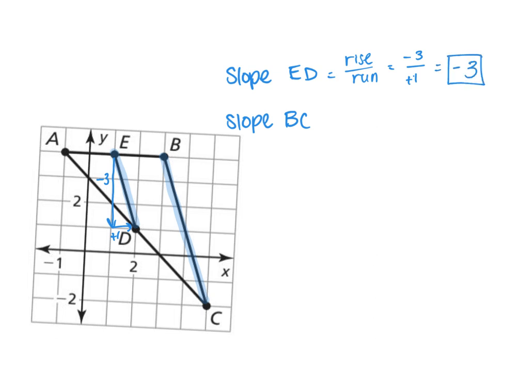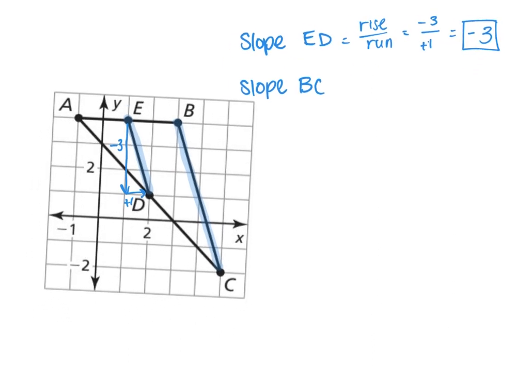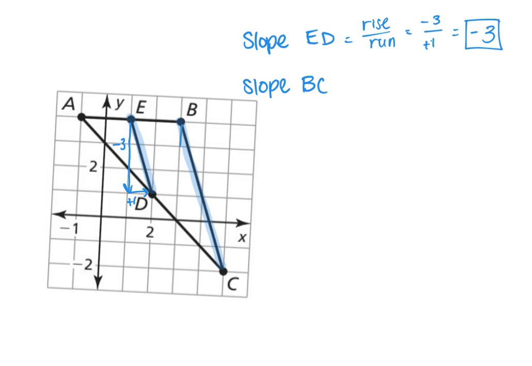-3. Now we're going to do the exact same thing for the slope of BC. So to go from B down to C, I'm going to count 1, 2, 3, 4, 5, 6 units. And since we moved down, it's going to be -6. And in order to move to C completely, we have to move to the right 2 units as well, so +2. So my slope of BC, my rise over my run, is -6 over +2, which simplifies to -3.